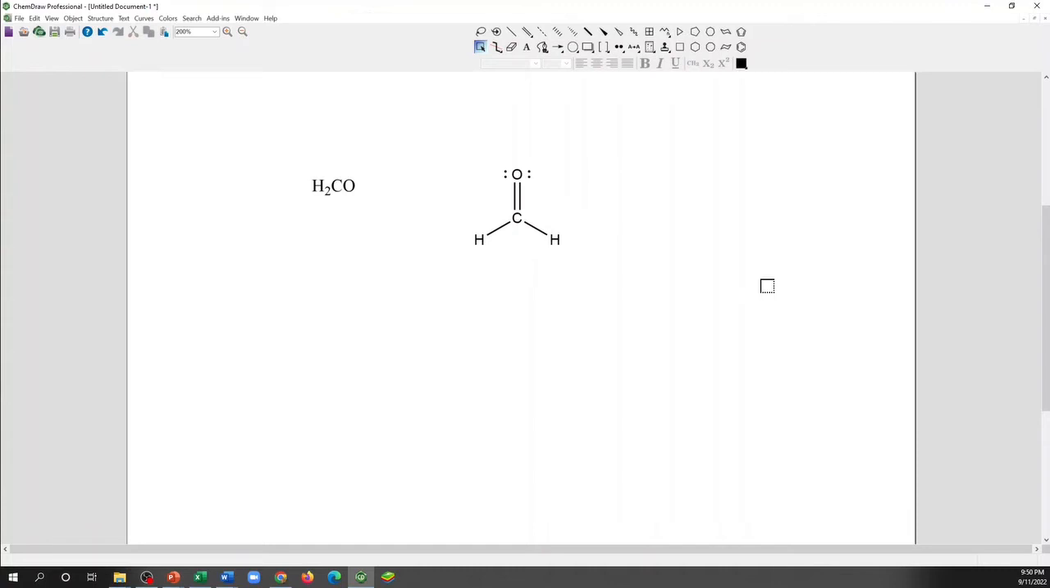Formaldehyde illustrates some basic patterns that we see. I mentioned before that the most important elements to an organic chemist are hydrogen, oxygen, nitrogen, carbon, and the halogens, or HONC-X. Hydrogen typically makes 1 bond, oxygen makes 2 bonds, nitrogen makes 3 bonds, and carbon makes 4 bonds. The halogens also make 1 bond like hydrogen.